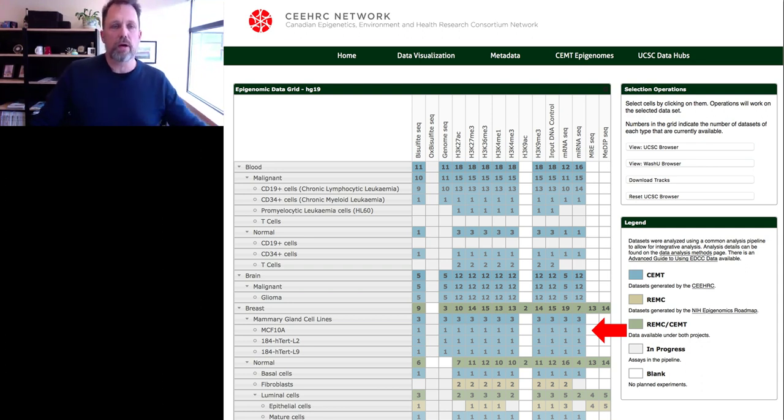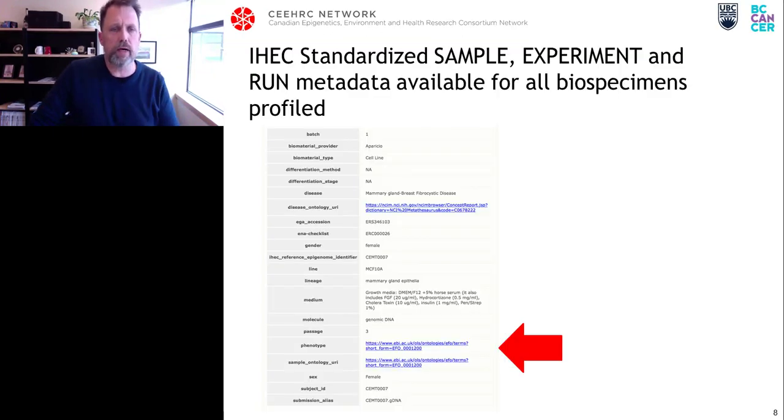The arrow indicates a particular reference that's been generated, in this case for a well-studied mammary cell line, MCF10A. This is a fibrocystic cell line. And I'm just making the point in the next slide that along with these reference epigenomes, we have generated a collection of standardized sample, experiment, and run metadata that are available through the public repositories for researchers such as yourself to then parse this information out and download these full reference epigenomes for your own research purposes.